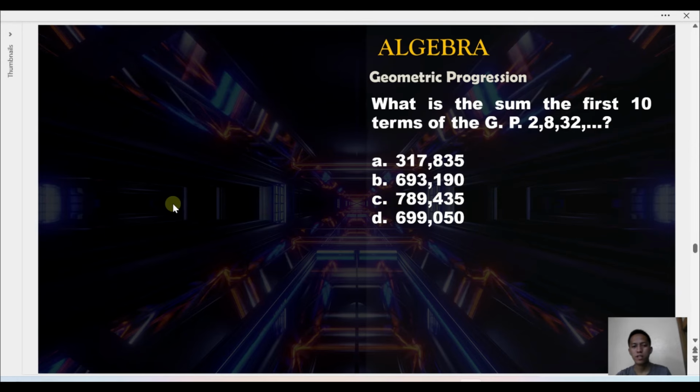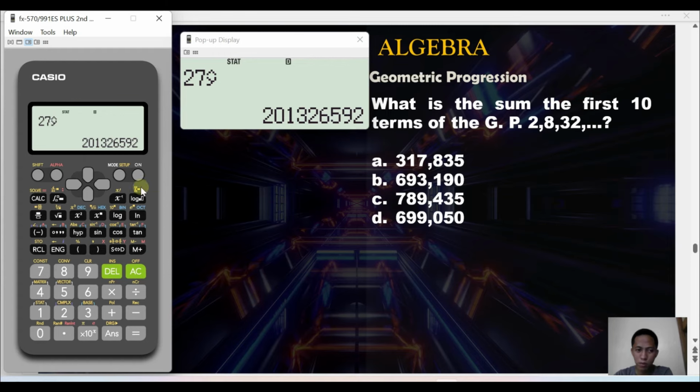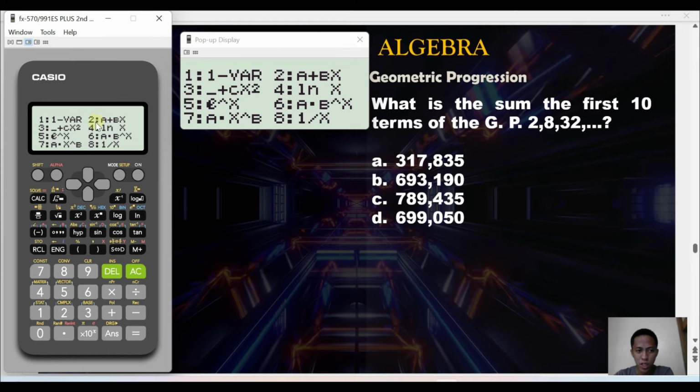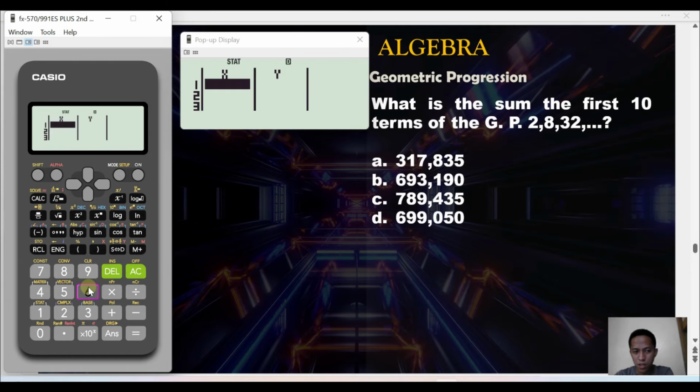So let's proceed to our next problem. So what is the sum of the first 10 terms of the geometric progression 2, 8, and 32? So same thing lang guys, no? Sa process ng arithmetic progression. Pero pag nag-mode tayo, mode stat tayo, hindi na 2. So number 6 na yung pipiliin natin. Ayan. So the first term is, so either you use the first term, second, or second term and third term. Okay, pwede yan. First term and third term as long as dalawang sets of data.